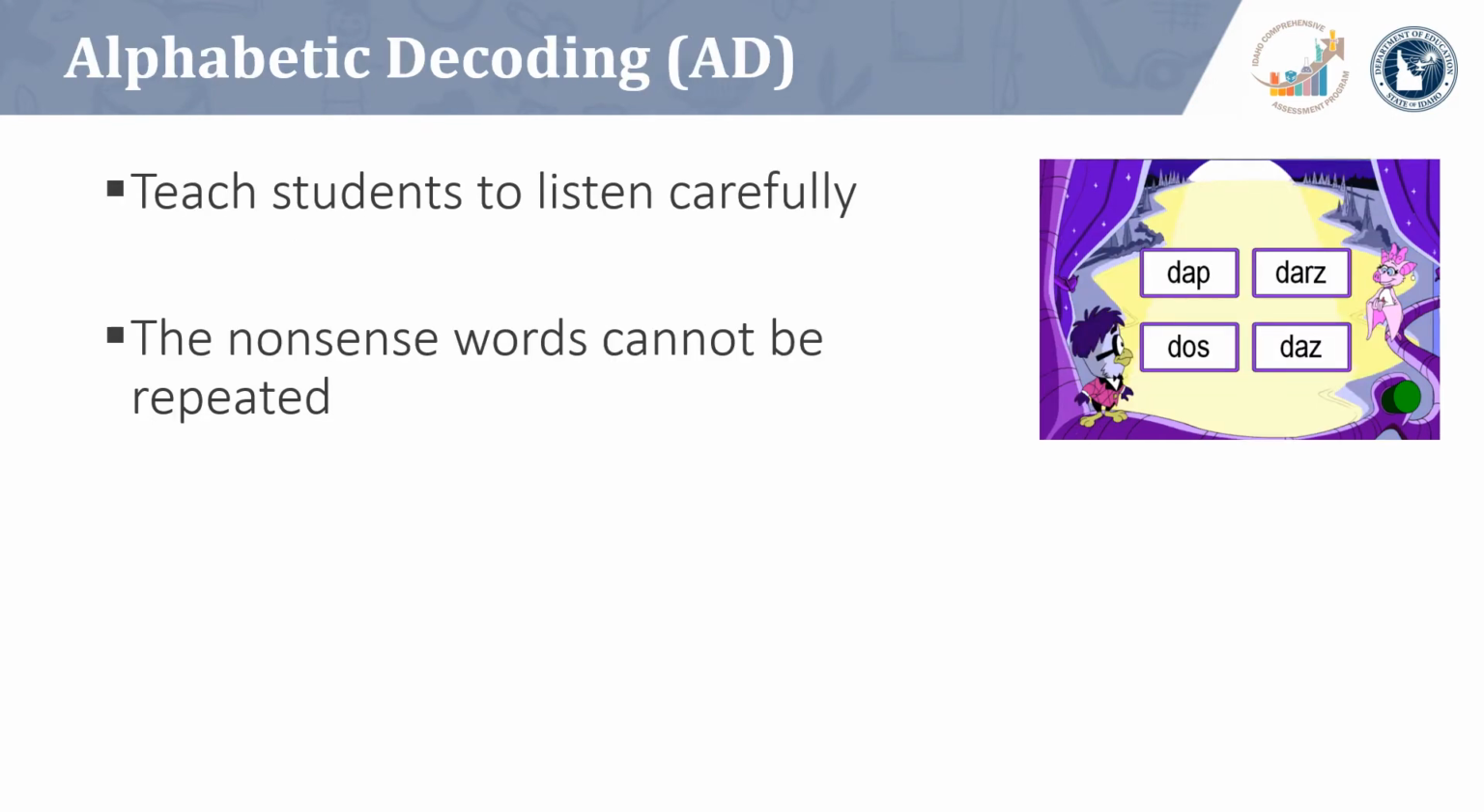Alphabetic decoding measures a student's ability to recognize nonsense words based on the sounds the narrator says. For this subtest, 4 items appear on the screen. The student is asked to identify the nonsense word that is orally produced by the narrator. During modeling, ensure students know how to listen carefully. The produced nonsense word cannot be repeated.